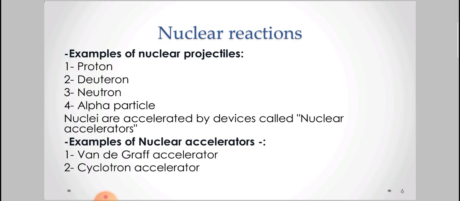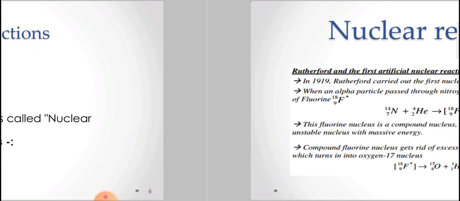Examples of nuclear projectiles: protons, neutrons, and alpha particles. Nuclei are accelerated by devices called nuclear accelerators, for example, the Van de Graaff accelerator and the cyclotron accelerator.